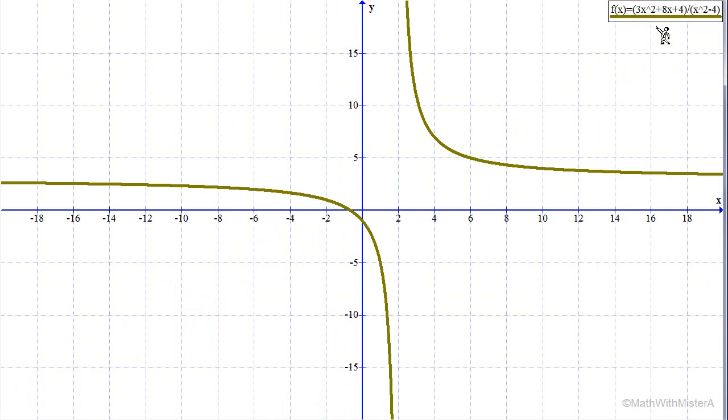Just a couple more. Here's 3x squared plus 8x plus 4 over x squared minus 4. And this graph might look very familiar. We've actually seen this exact graph before, back when we called it 3x plus 2 over x minus 2. The same graph. So we need to talk about how two rational functions can produce the same graph, and also, are those two graphs really the same? It looks like they are, but we'll see that there's actually a small difference between the two.